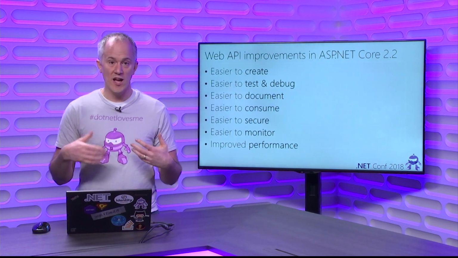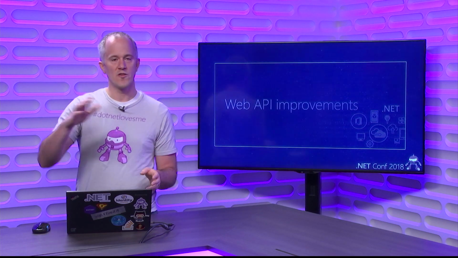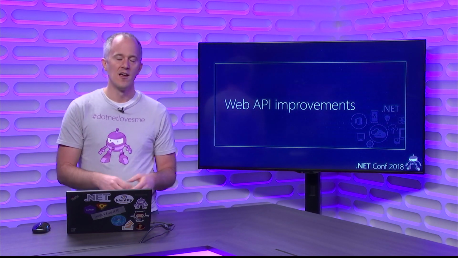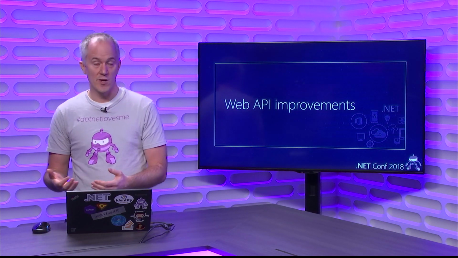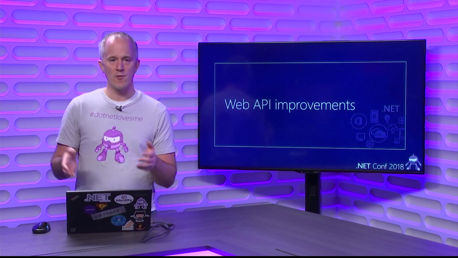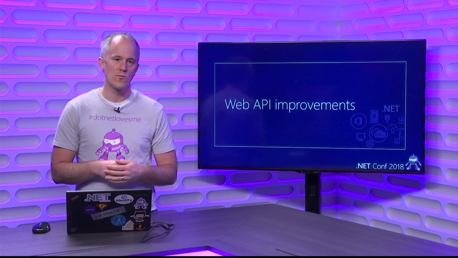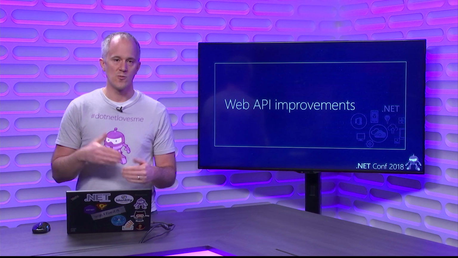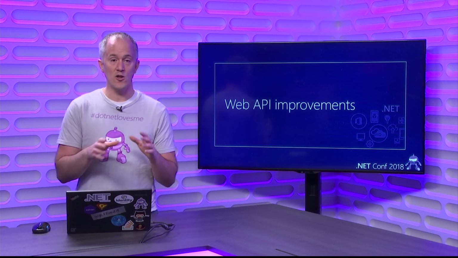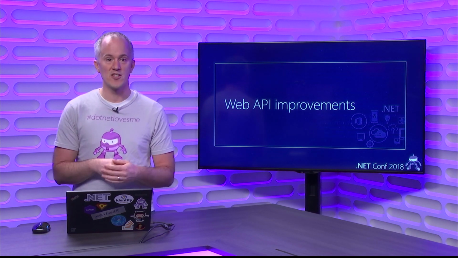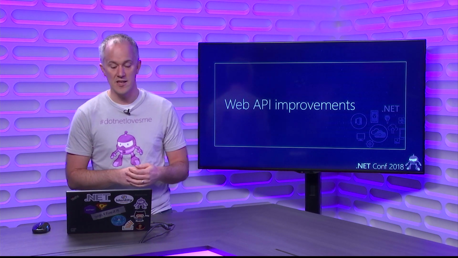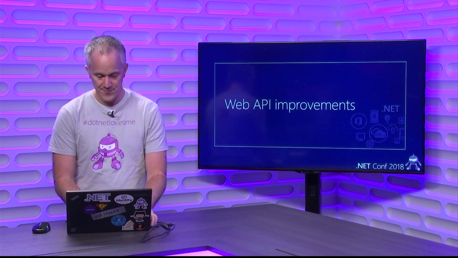Now, I'd like to show you what I mean. What I'm going to do now is walk you through a development flow of building an API, testing it, and consuming it from a client application. And as I go along the way, I'm going to try and highlight the improvements that we're making in 2.2 Preview 2. And then I'll also try and point out areas where we're still planning to make additional investments in this release. So let's go do that.